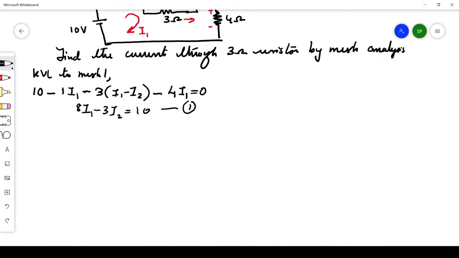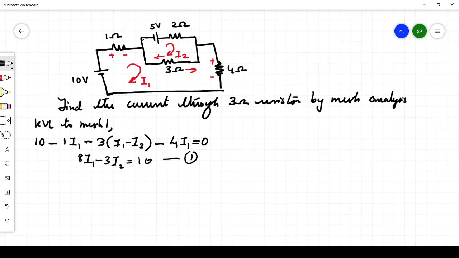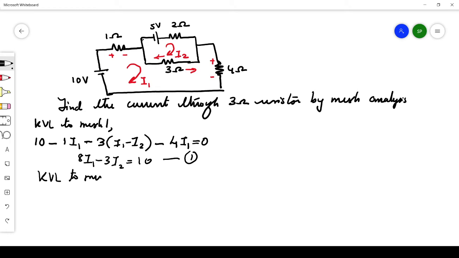Now consider mesh 2. When you consider mesh 2, we can apply KVL to mesh 2. Just see the 5 volt. You know it is from negative to positive, so it's a voltage rise, so we will give it a positive sign. The current is clockwise, as we have taken. The drop across this resistor is plus minus, here it is plus minus.